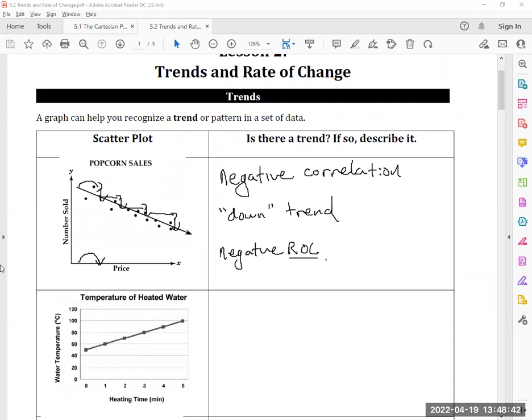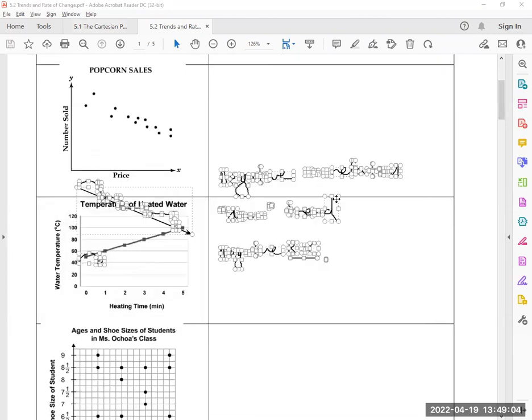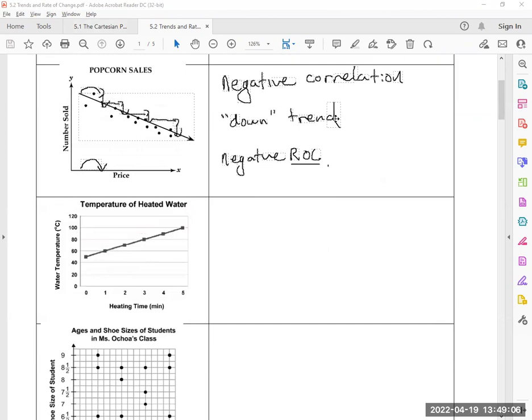I don't know how many different ways I could explain it to you, but do you get my point? Do you see why we would call this a negative trend or a negative rate of change or a downward trend, correlation, and so on and so forth? I hope so. I'm not going to spend too much time on the next one. What about the next example? Someone want to take a big risk and tell me a little bit about the next scatter plot.